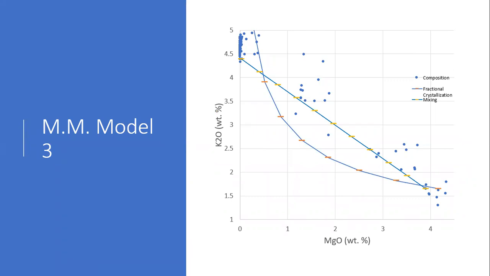And here's the magma mixing model compared to that fractional crystallization model. And it just shows again how it better explains the formation of these intermediate compositions.